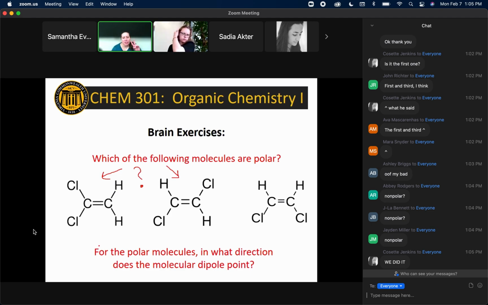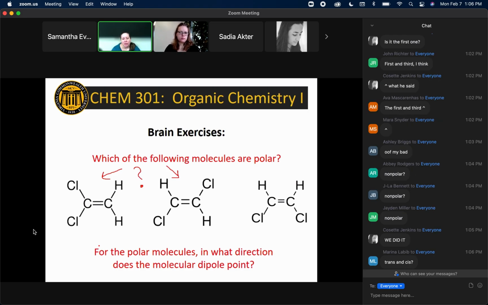You guys know about two isomers so far. You know about constitutional isomers, where the bonding order is different and the bonding arrangement is different. And you know about geometric isomers, where the bonding arrangement is the same, but atoms are pointed in a different direction in space. So what do you think, which word applies best to these two?